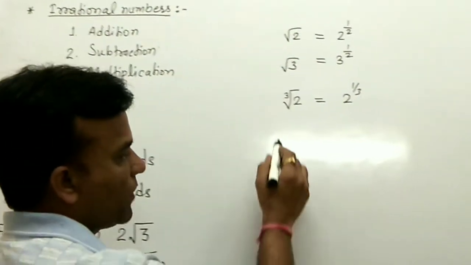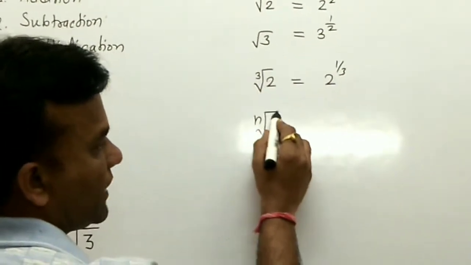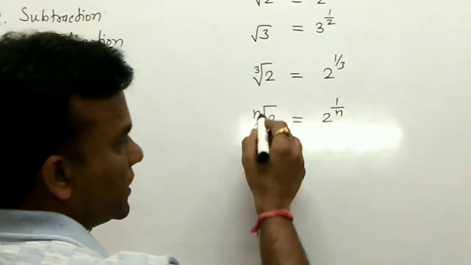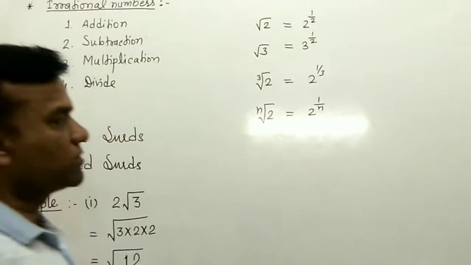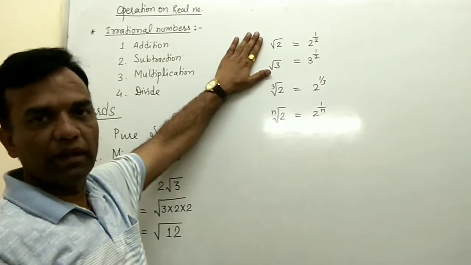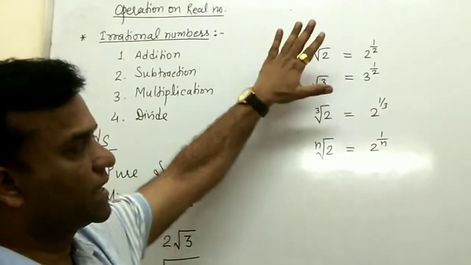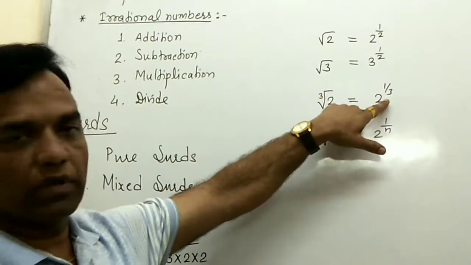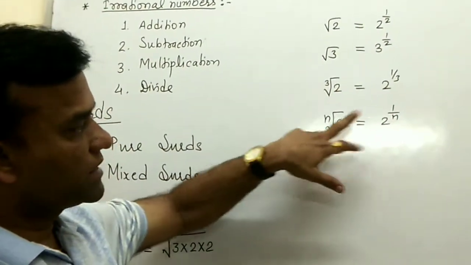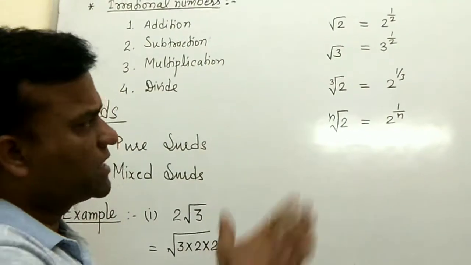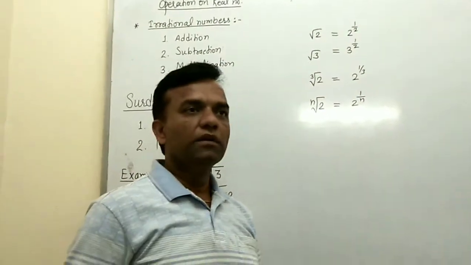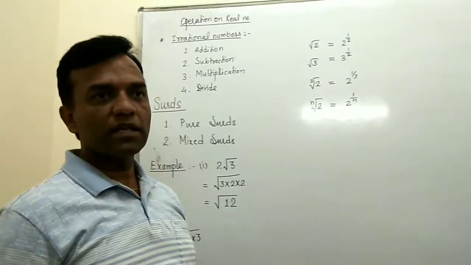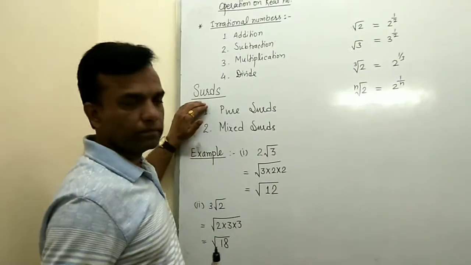Suppose n is given on the root and then 2, it means 2 to the power 1 by n. So this shows the root. If no number is given, you already consider it as 1 by 2. If a number is given, like 3 here, then you take 1 by 3. If n is given, then you have 1 by n, and so on. So many properties are here. So this is the concept of irrational numbers, and they are also called surds.